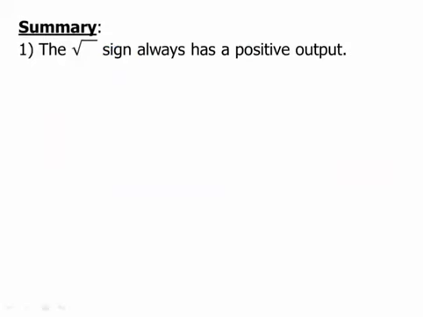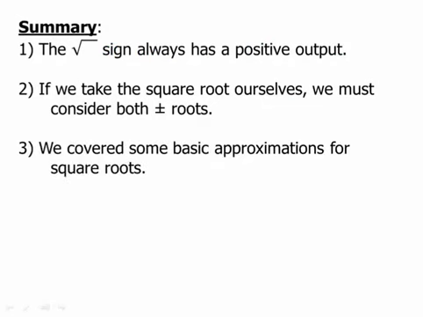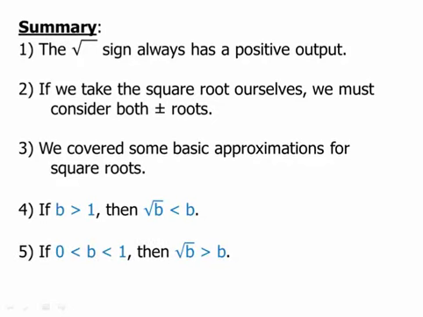In summary, the radical sign always has a positive output. If we take the square root ourselves, we must consider both positive and negative roots. We covered some basic approximations for square roots. If the base is greater than 1, then taking a square root makes things smaller. Square root of b is less than b. If the base is between 0 and 1, taking the square root makes things bigger. Radical b is greater than b.